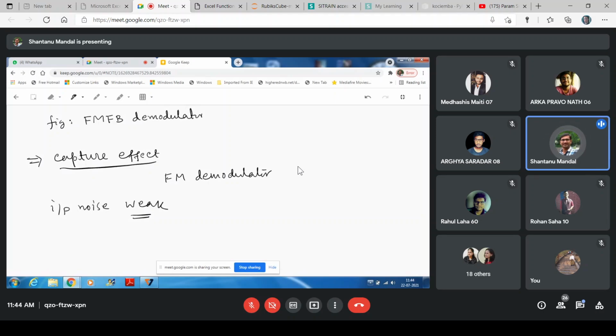Okay, so here there are three cases. In one case the noise is weak, so the signal dominates in the FM demodulator. Signal dominating means noise is eliminated. Now another case: if the noise is stronger, then the noise dominates in the FM demodulator and the signal is eliminated.